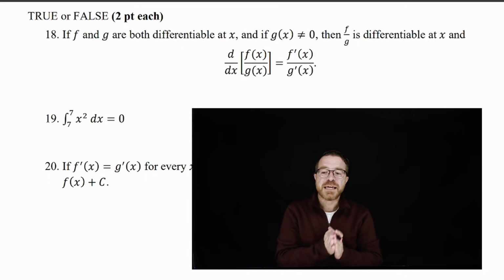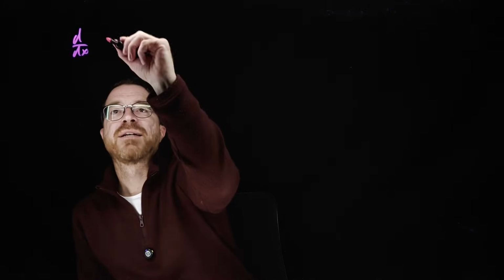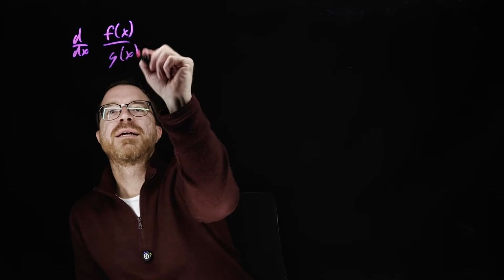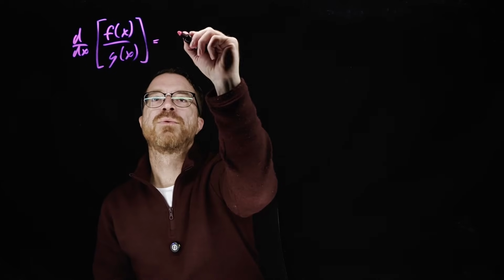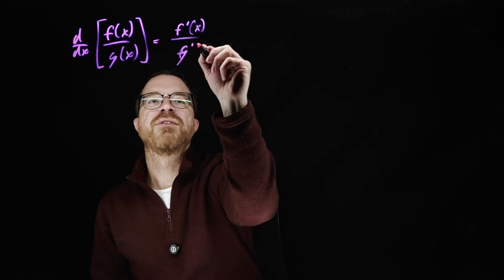So number 18 says, if f and g are both differentiable at x, and if g of x is not equal to 0, then f divided by g is differentiable at x, and d/dx of f of x over g of x is equal to f prime of x over g prime of x. So in this case, this would be false. We cannot say that the derivative of f of x over g of x would be equal to the derivative of f of x over the derivative of g of x.